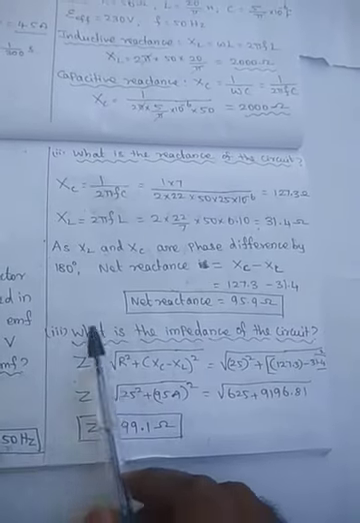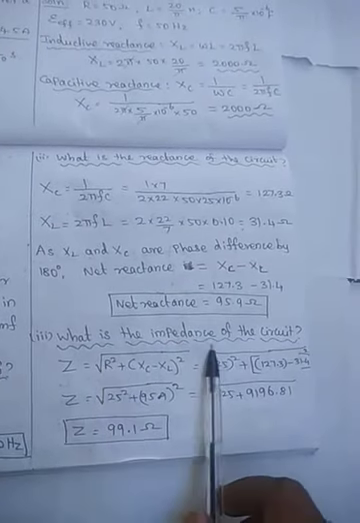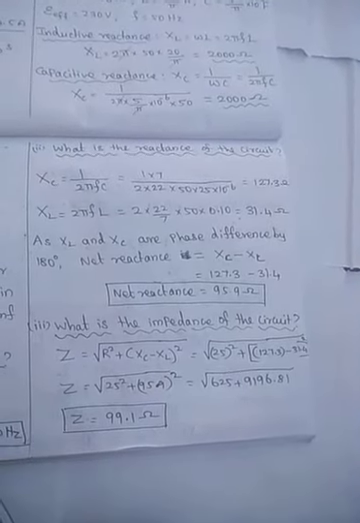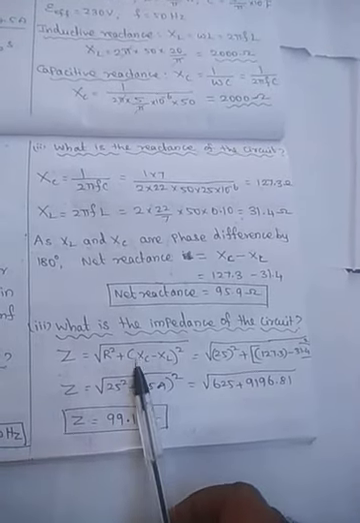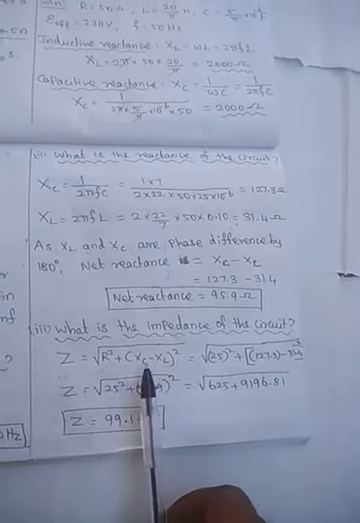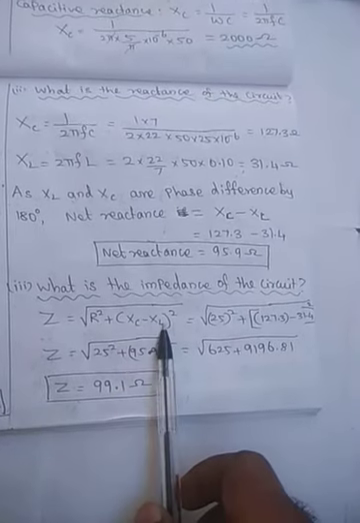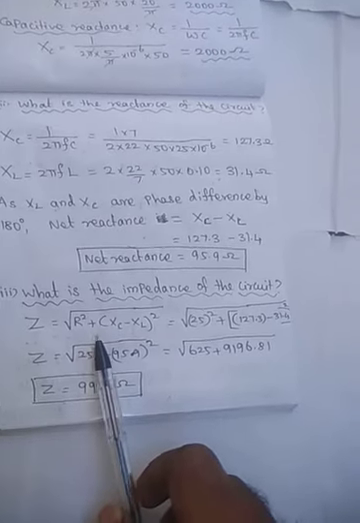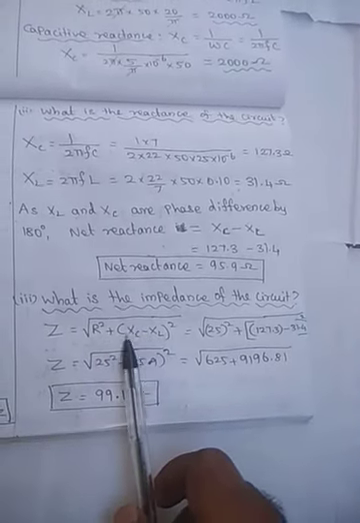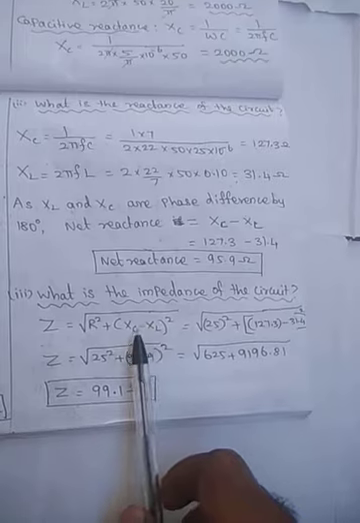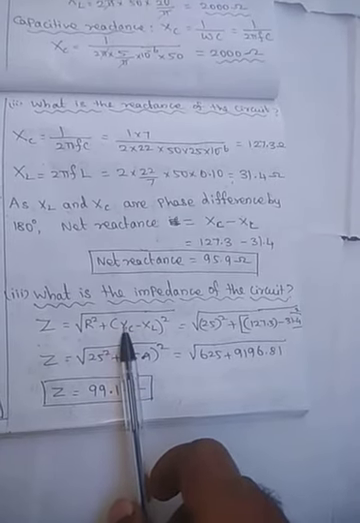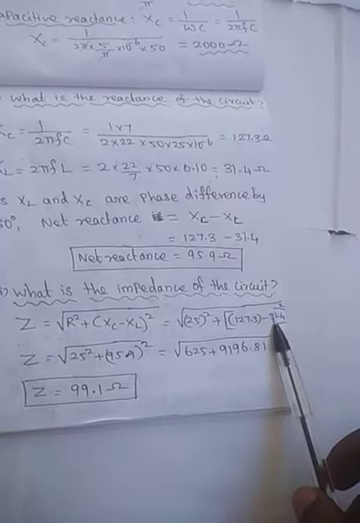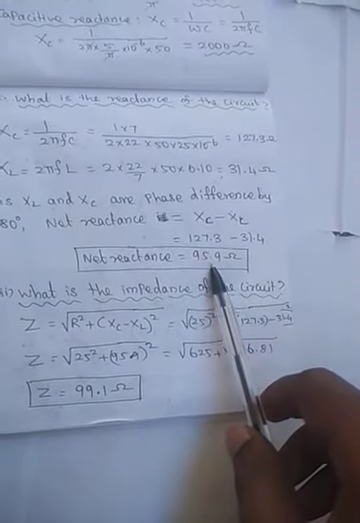Then the next one, in the same question: what is the impedance of the circuit? Very easy. Z is equal to the root of R square plus (XL minus XC or XC minus XL) the whole square. Here it is XC minus XL because it is a purely capacitive circuit and XC is greater than XL. XC means capacitive reactance, XL means inductive reactance. Substitute the value.